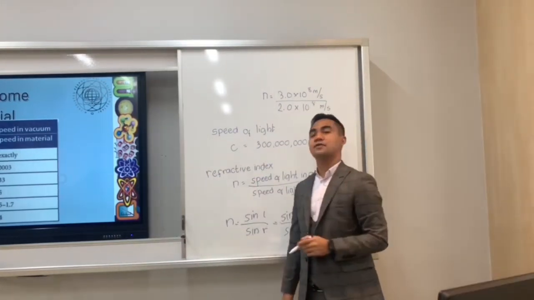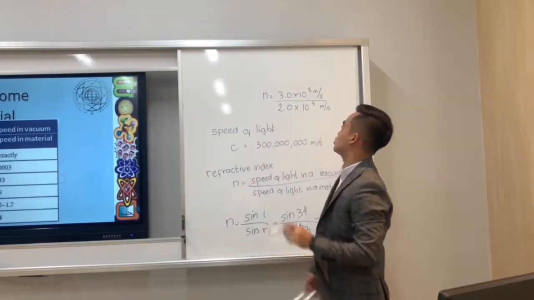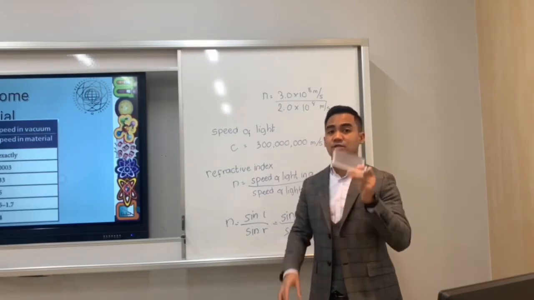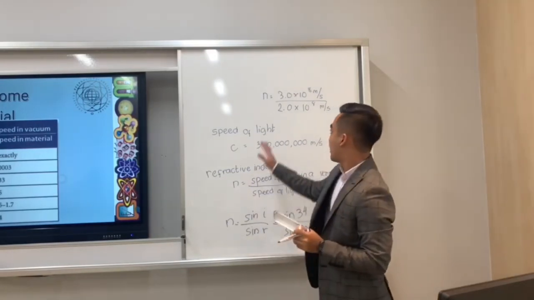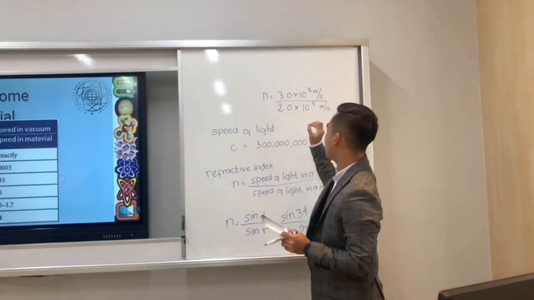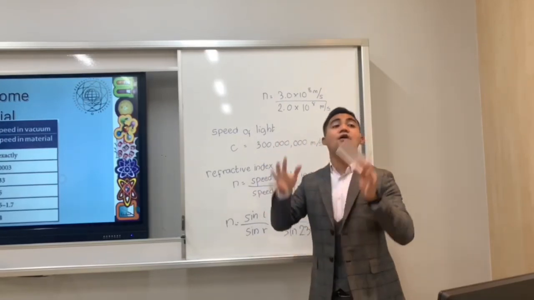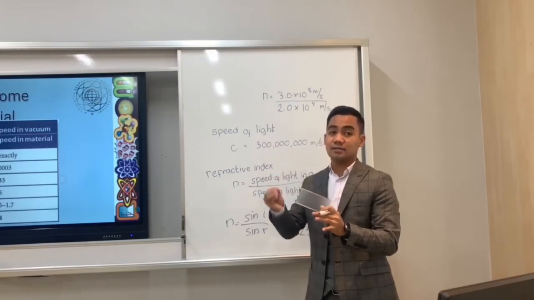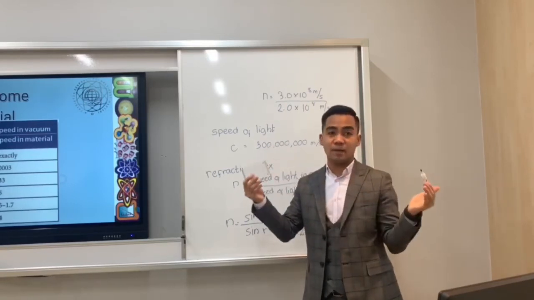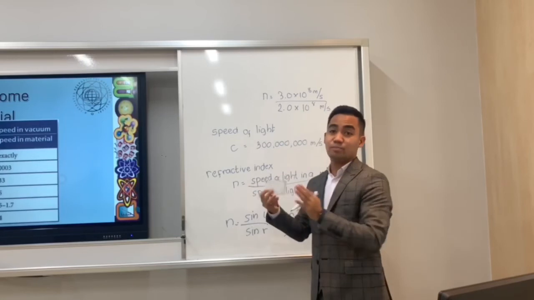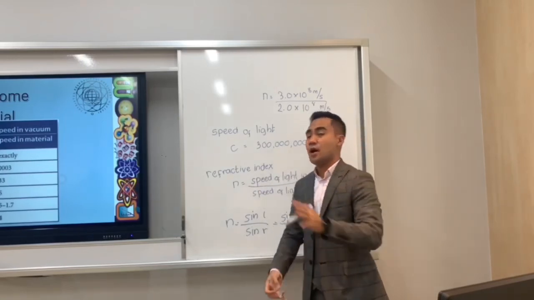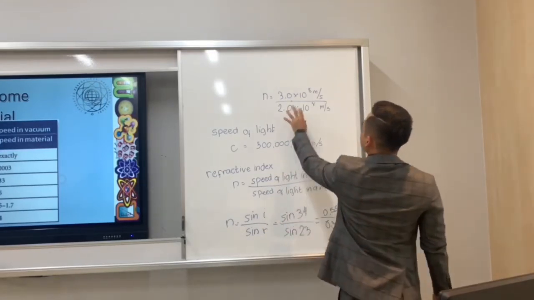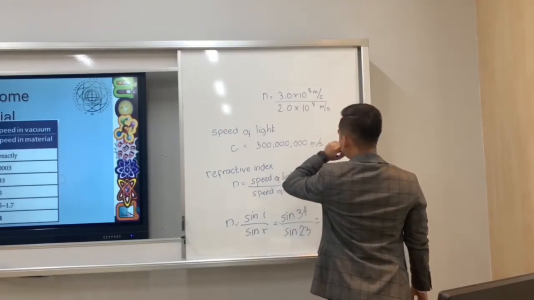Take note that here we use 2.0 times 10 to the 8 meters per second as the speed of light in a material such as this perspex. This is the measured speed of light in a certain perspex. It may vary depending on the type of material, because even with perspex, we cannot really have 100% identical material. So let us just use this speed of light.